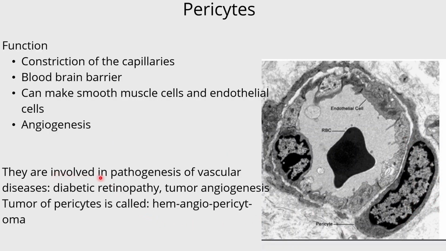Now, there are some diseases which can be caused because of parasites. One is diabetic retinopathy and tumor angiogenesis. And the tumor parasite is called hemangioparasitoma. Hem means blood, angio means vessels, parasite means peri means around, and cytoma means cancer.